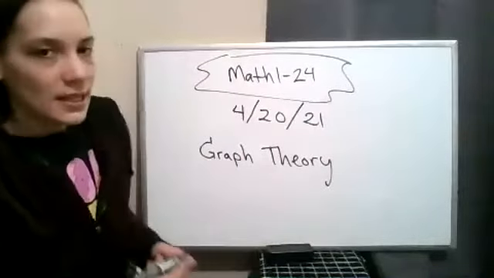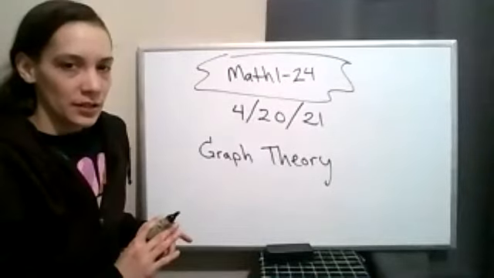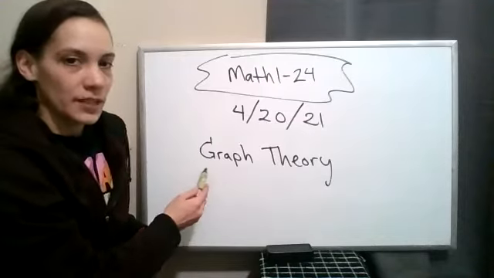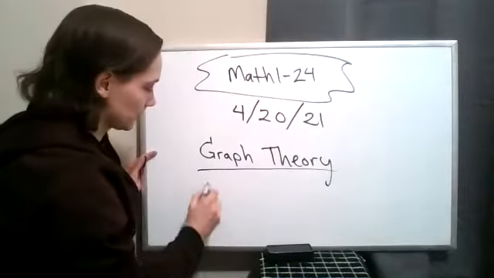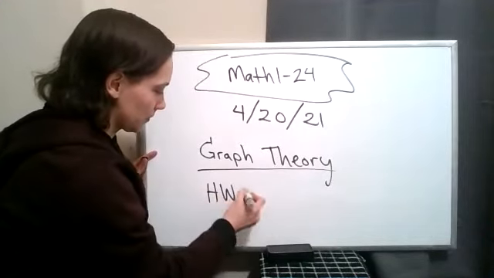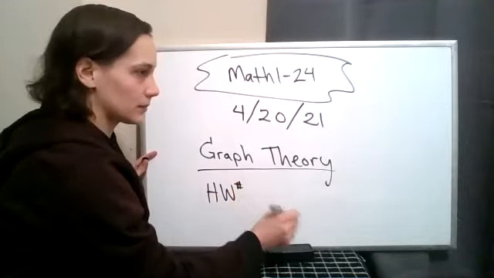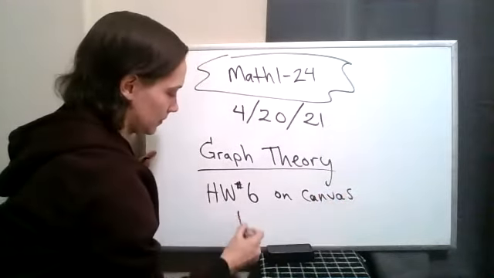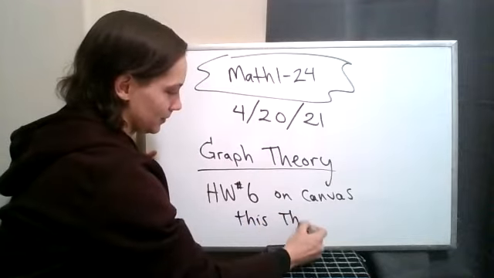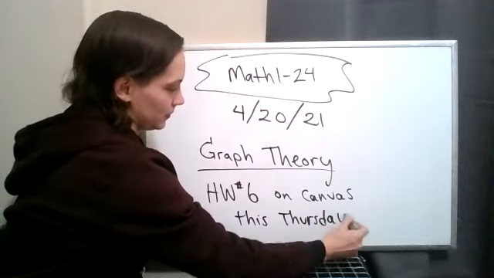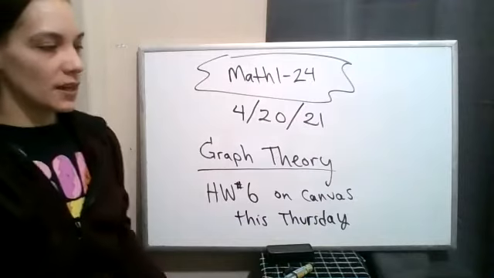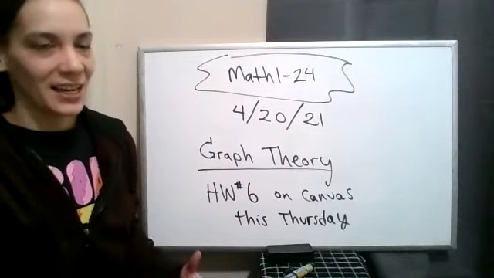So these notes are from chapter 5. We're going to go through section 5.2, and I'm going to post homework number 6 this Thursday for this section. And we hopefully will do 2 homeworks for graph theory. So today we're going to talk about loops, multiple edges, and degree.